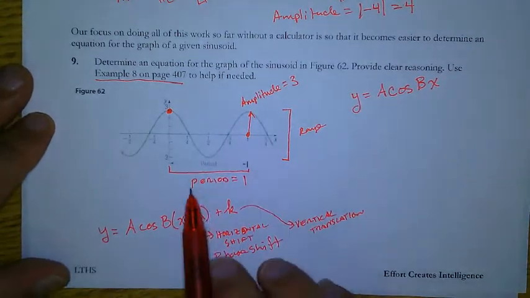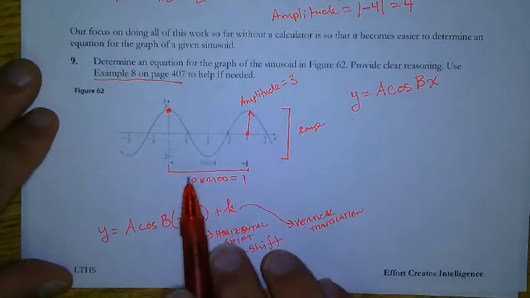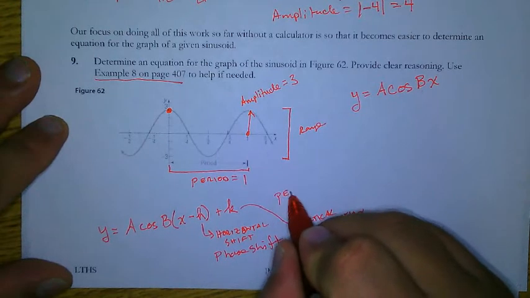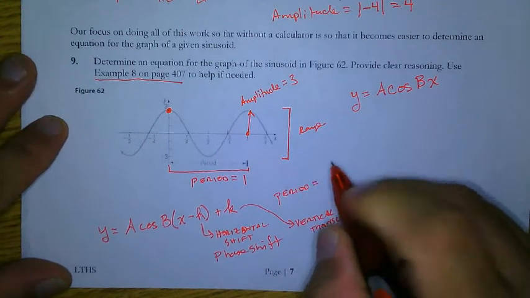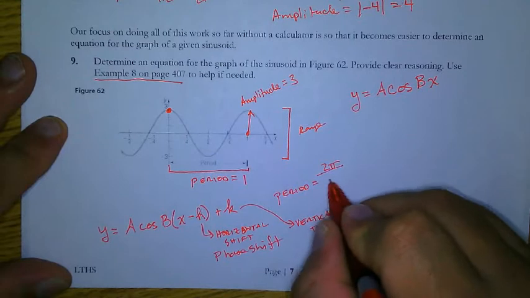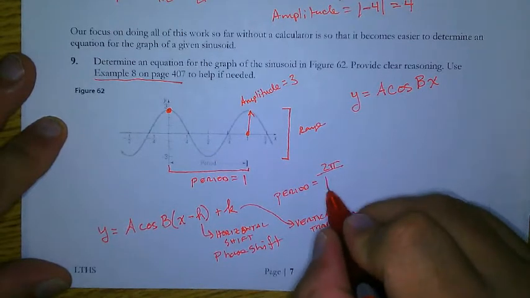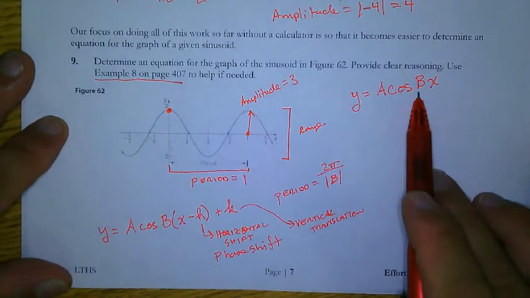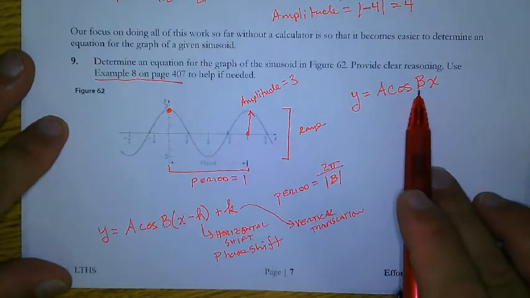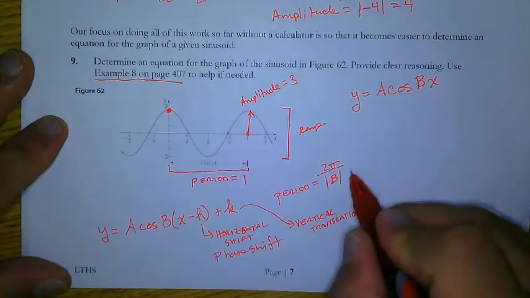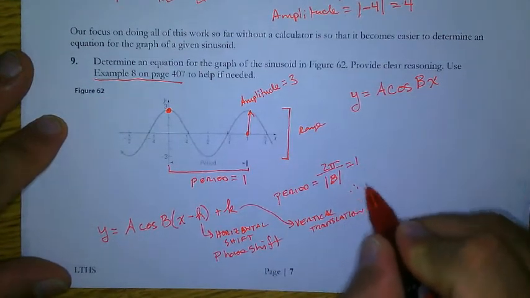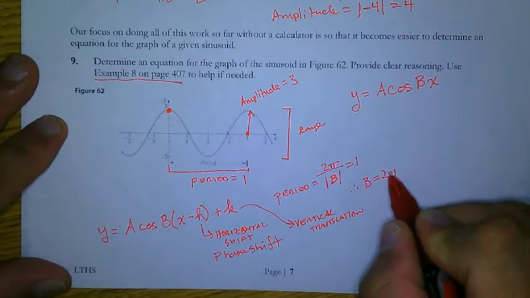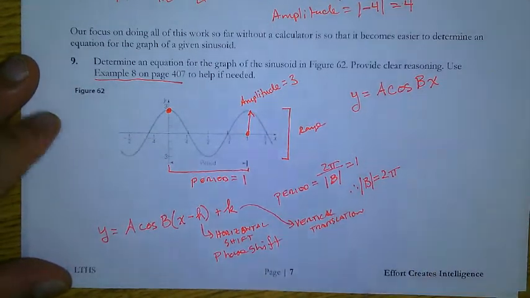Well, over here I notice that my period is 1. My period is given by 2 pi, my traditional period, divided by the magnitude of b, whatever I'm compressing or stretching by. In here, I know that my period is equal to 1. Therefore, the magnitude of that horizontal stretch or compression is 2 pi.